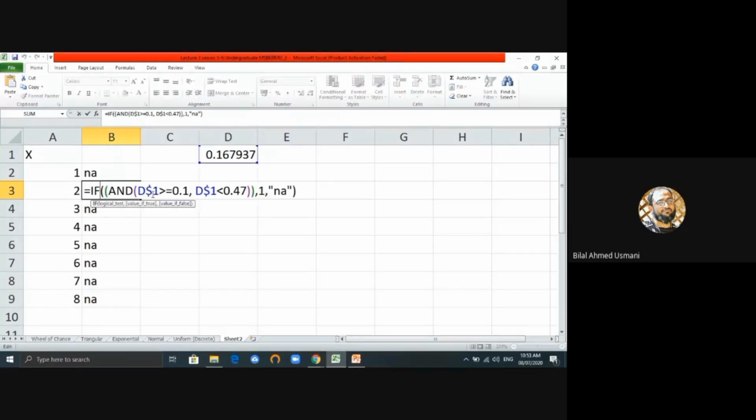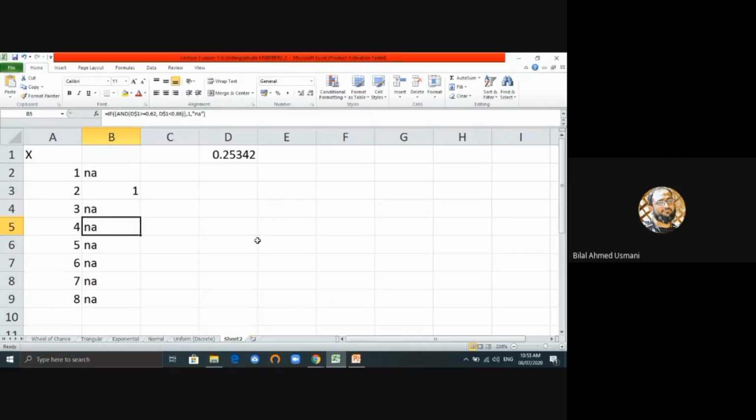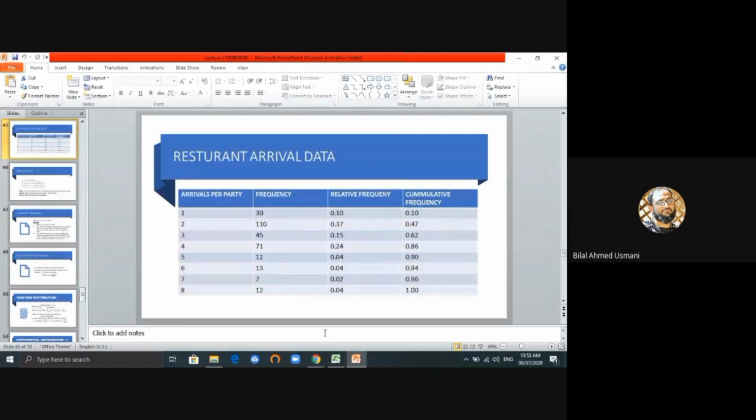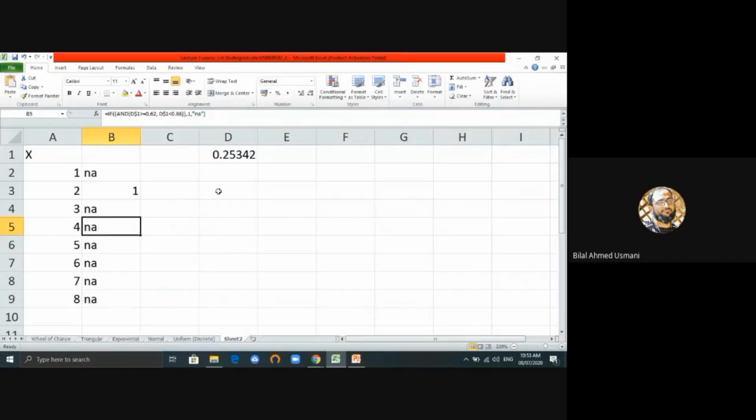Similarly, over here it says that if D1 is greater than or equal to 0.1 and less than 0.47, print 1, otherwise not applicable. And if D1 is greater than or equal to 0.47 and less than 0.62, then 1. So where are these numbers coming from, 0.1, 0.47, 0.62? These numbers are coming from that slide. If you look at the table, 0.1 is over here, 0.47 comes from the second row, then 0.62, 0.86, 0.9, 0.94, 0.96, and 1. So if any number between 0.96 and 1 occurs, it means that 8 people are coming at that point.